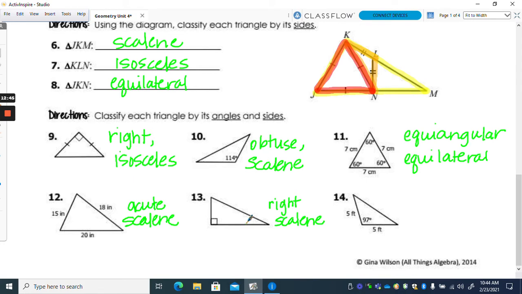Okay? Number 14, we know this is a 97-degree angle, so it is obtuse. And then we know that both of these sides are the same, so it is isosceles.